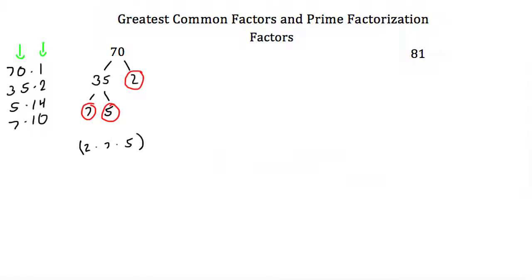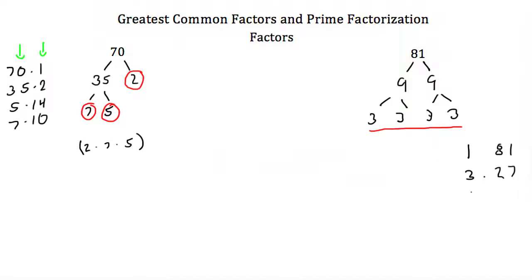So let's factor 81 down to its prime factorization. Well, 81 comes from 9 times 9. Now, neither of these are prime factors, but 9 comes from 3 times 3, and the other 9 will come from 3 times 3 as well. So our prime factorization then would be 3 times 3 times 3 times 3. That means our factors, other than 1 and 81, would be 3 times 3 times 3, or 27. We'd also get it from 9 times 9, which we already knew. And those are all of our factors of 81.